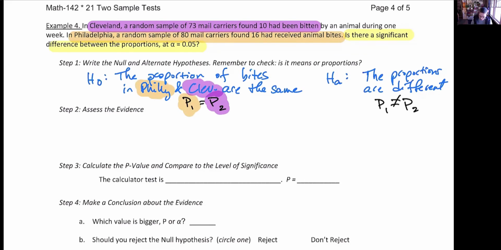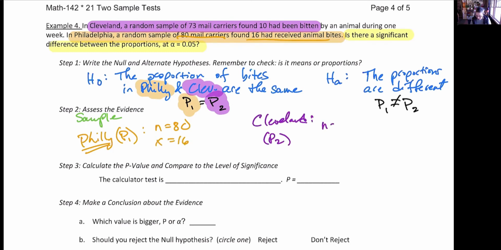Assess the evidence. Remember, that's when we go to our sample. I'm going to go to orange because I've got Philly. Again, I need to make sure to keep this straight. This is P1, because the order I put into my calculator is going to matter. It's a random sample of 80 carriers, so N is 80. 16 had received bites, so X equals 16. Now I'm going to go on to Cleveland. That's P2. For Cleveland, N equals 73 because I had 73 mail carriers, and 10 had bites, so X equals 10. Now we're going to put this into our calculator.